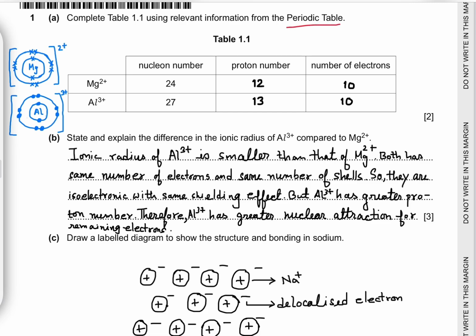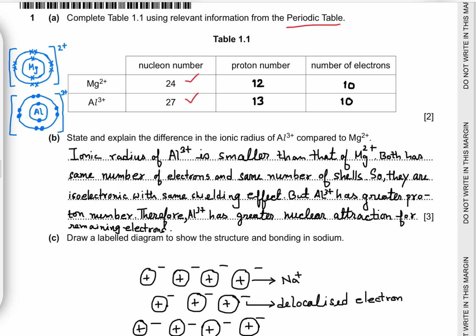Magnesium 2 plus, aluminium 3 plus. The nucleon numbers are given, 24 and 27. We need to figure out the proton number and number of electrons. We know that the proton number for magnesium is 12 and for aluminium it's 13.